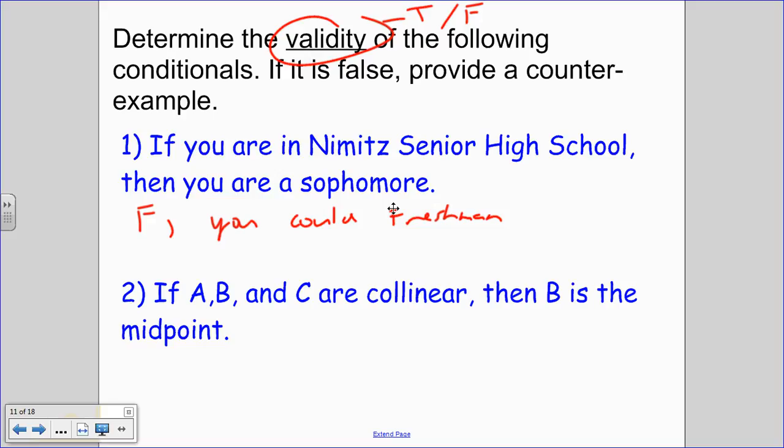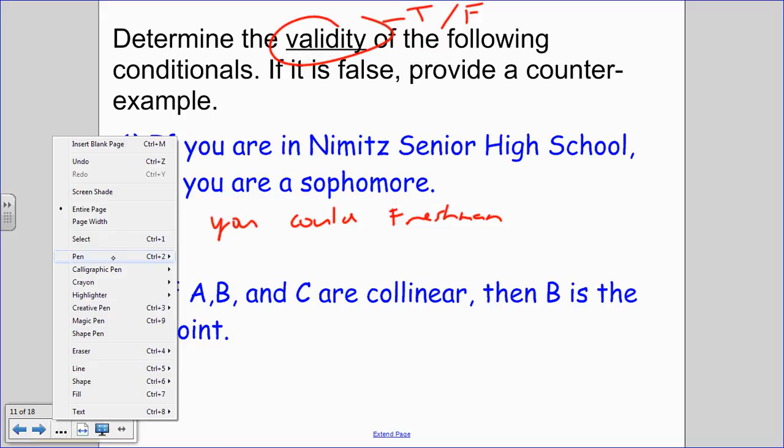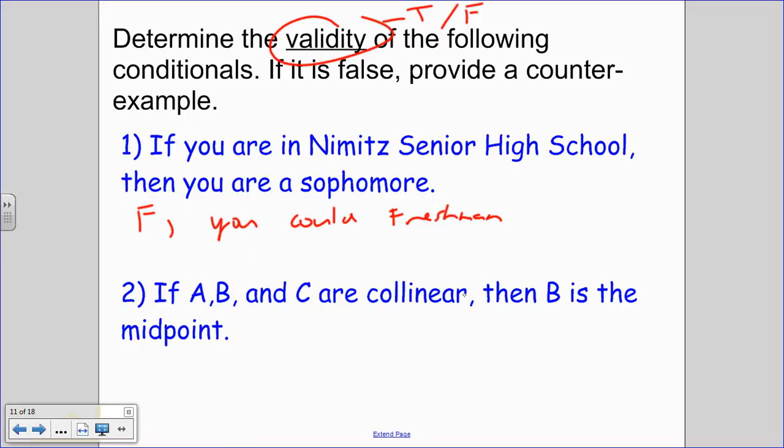Number 2 says, if A, B, and C are collinear, then B is the midpoint. So let's recap what collinear means before we go further. Collinear means that they're on the same line. So A, B, and C are on the same line. So I have 3 points on the same line.